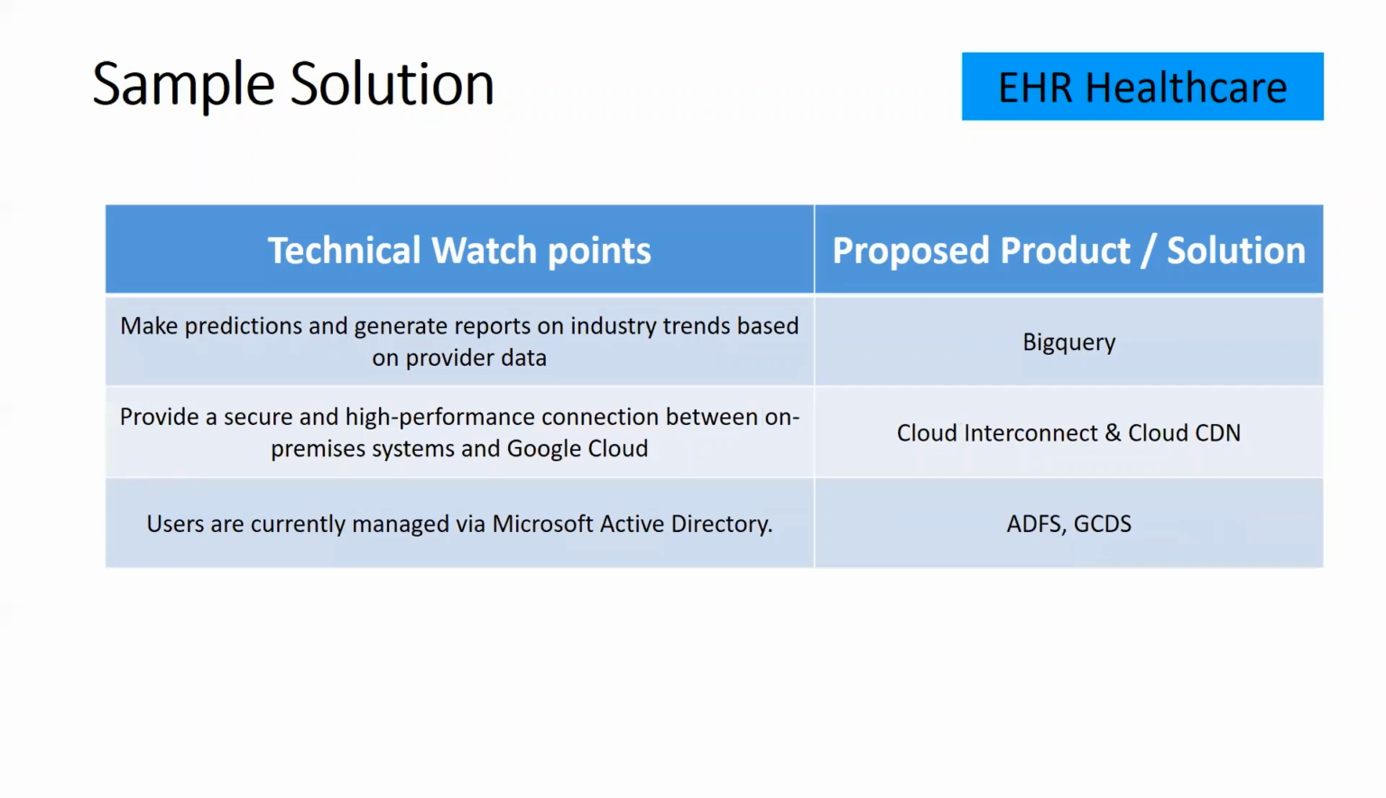Next, EHR wants low latency and highly secure infrastructure. We can use Cloud Interconnect for connection between on-premise and Google Cloud. Use Cloud CDN for low latency. Users are managed as of now by Microsoft AD. For this, we can use ADFS in Google Cloud and GCDS for sync.